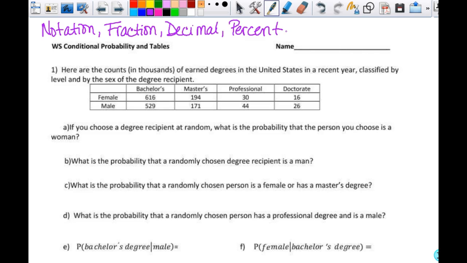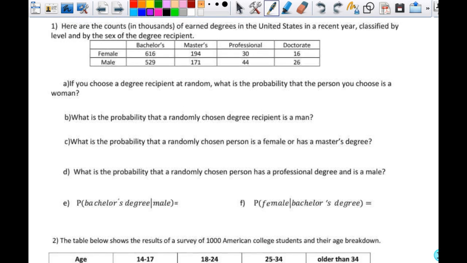So this says, here are the counts of thousands of earned degrees in the United States in a recent year, classified by level and by the sex of the degree recipient. So A says, if you choose a degree recipient at random, what is the probability that the person you choose is a woman? All right, so what I'm looking for is the probability that I choose a woman. So there's the notation that I'm talking about. You take it from words, you put it into probability notation of some sort.